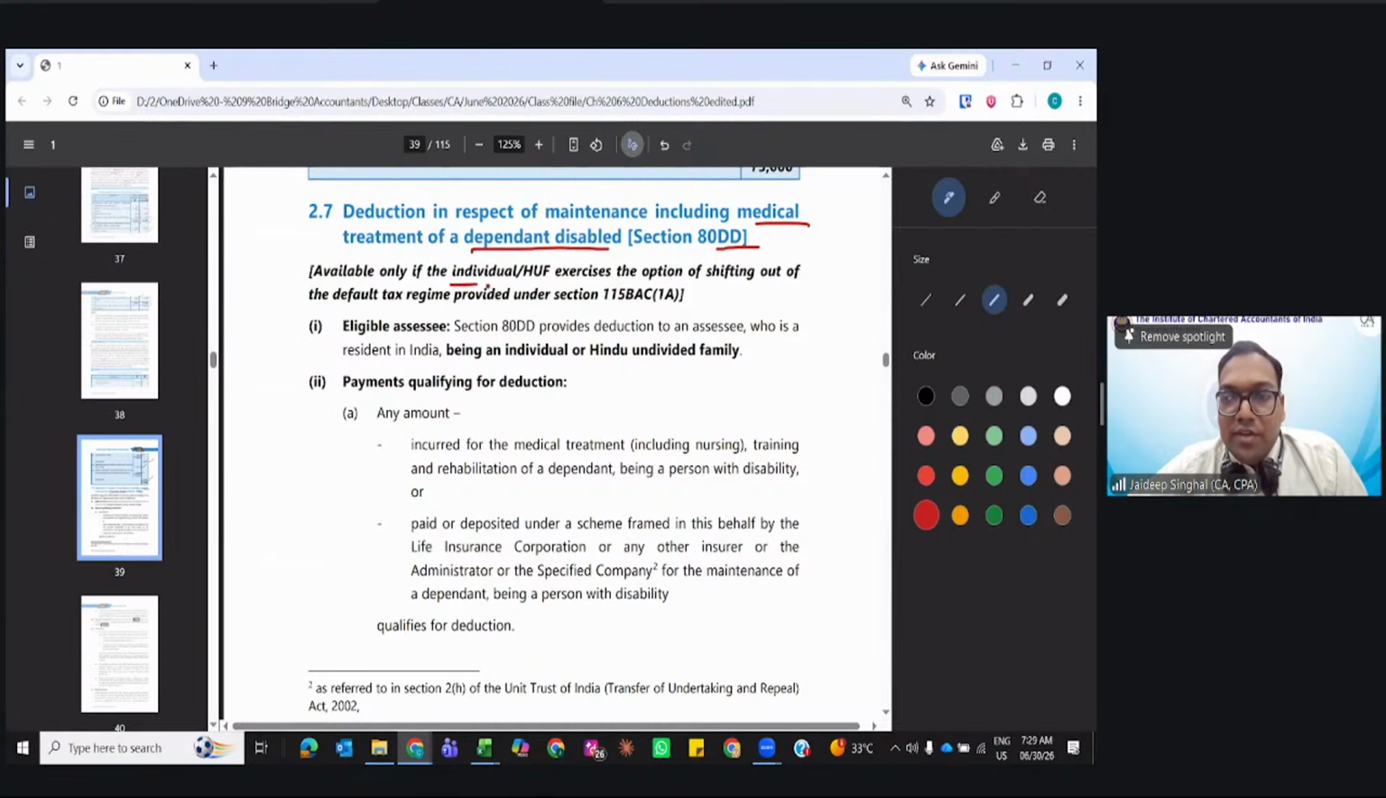It is for the individual or HUF who is resident in India. Payments qualifying for deduction: any amount paid for the medical treatment, training, rehabilitation of a dependent being a person with disability. So you are paying here for the treatment.